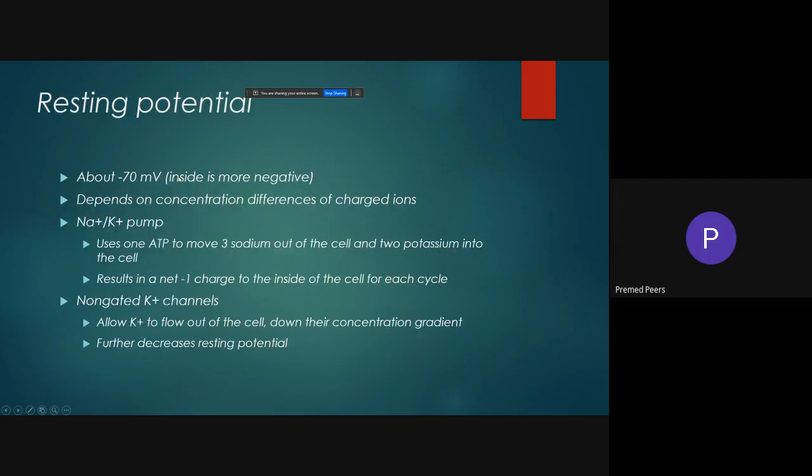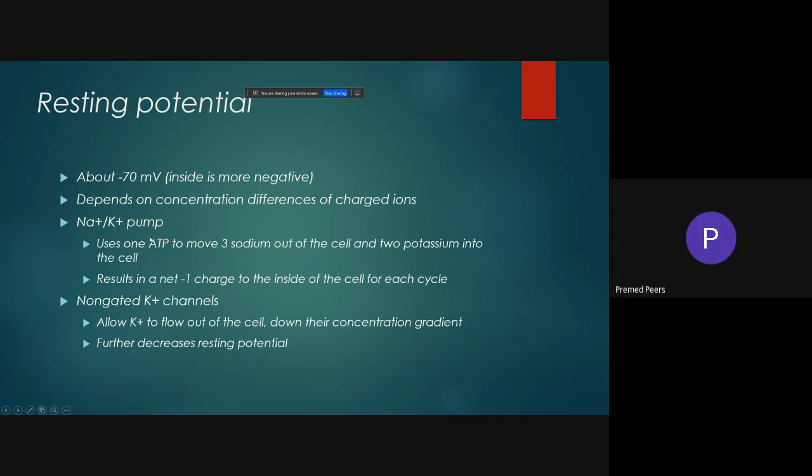Well, what makes it negative? Charged ions. So we have either more positive ions on the outside or more negative ions on the inside, or both. So the things that create this, when we're talking in the context of neurons, there are a lot of ions in cells and outside of cells. We also have chlorine and calcium, which we're going to see later as well. But the two big ones we think of here are sodium and potassium.